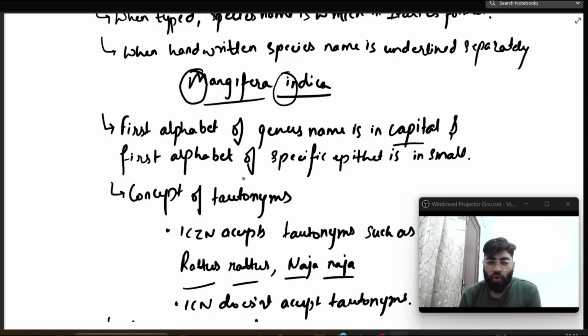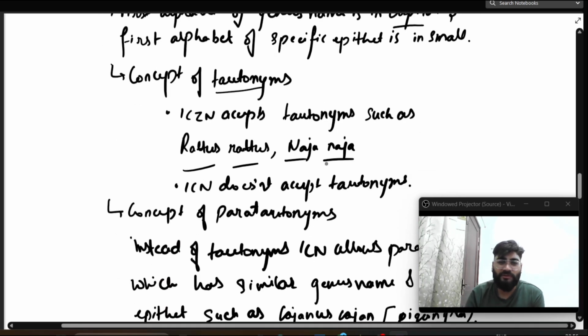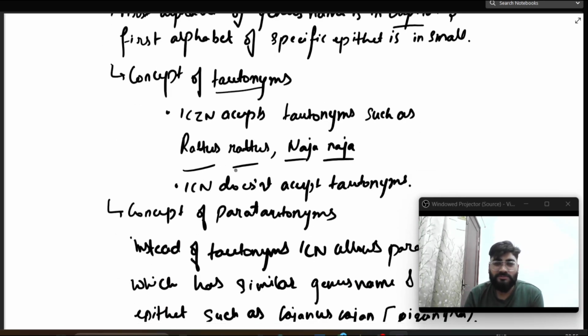What exactly is tautonyms? We already talked about ICZN and ICBN. There are different rules for giving the name of a species. ICZN accepts tautonyms. What exactly are tautonyms? Tautonyms is the concept where the genus name and the species name are both the same, like in the names Rattus rattus or Naja naja. So ICZN accepts tautonyms, but the International Code for Botanical Nomenclature does not accept tautonyms.